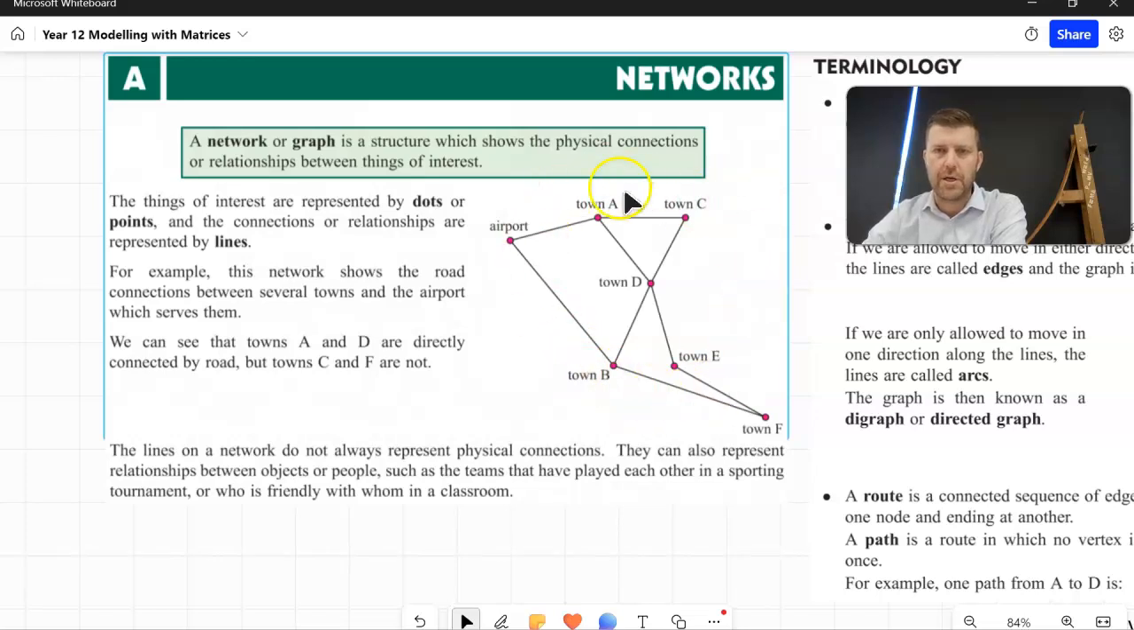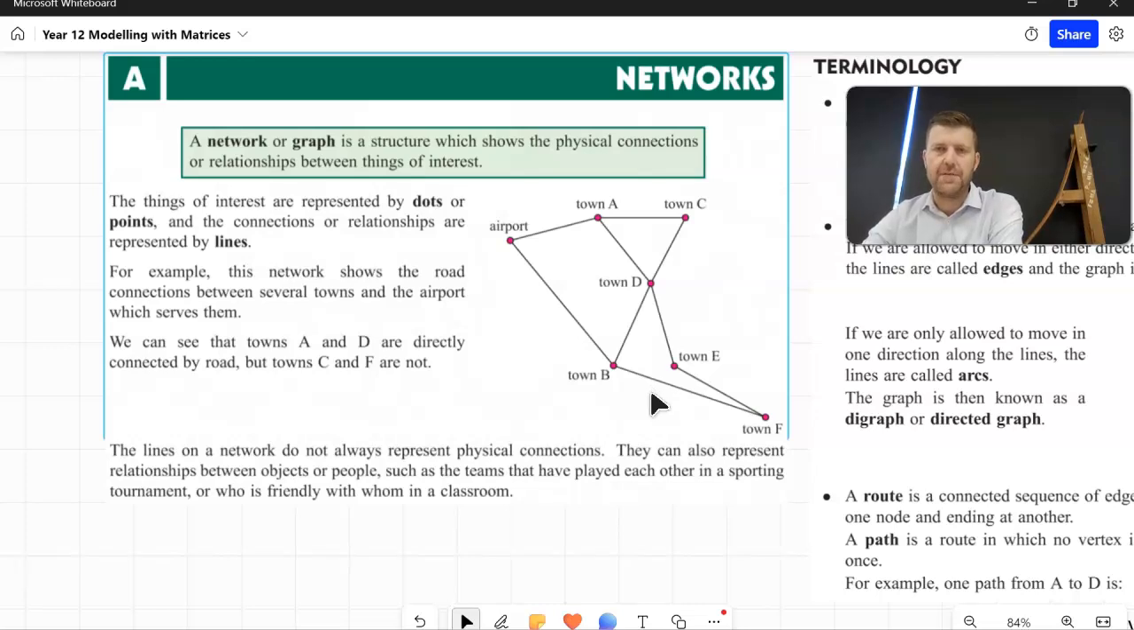So in this network here, you can see the things of interest we're talking about are the towns and an airport. The lines between those towns and the airport are the connections, and in this case those connections are actually the road. Okay, so the road between town A and C is shown with this line here, and in fact town A is connected directly to town C, town D, and the airport via a road. So that's what a network basically does. It shows the connections between things of interest.